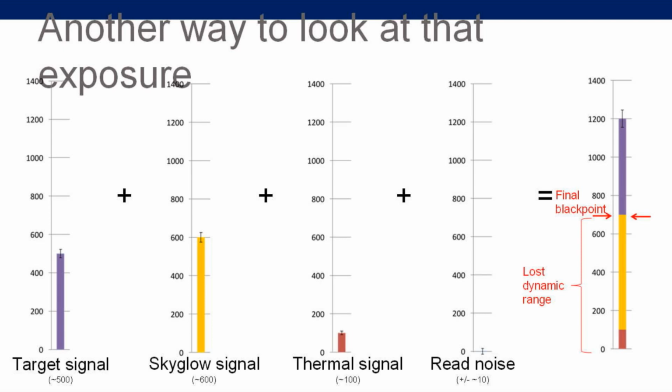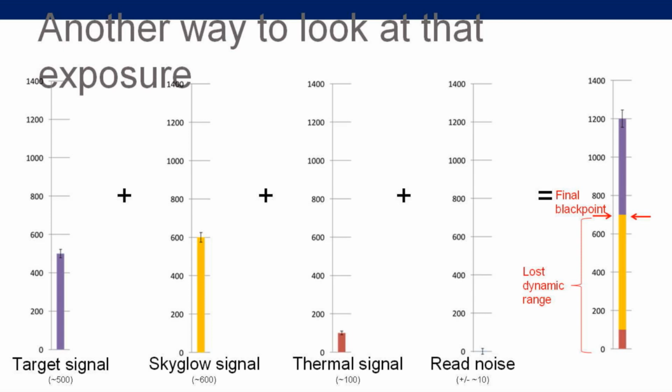So that we're going to be able to take that 100 out, but it's going to be slightly different each time. So we don't know exactly how much to take out, but we're going to make a good estimate of it. By taking lots of darks, we can make a good estimate. And the sky glow will take out through setting the black point.